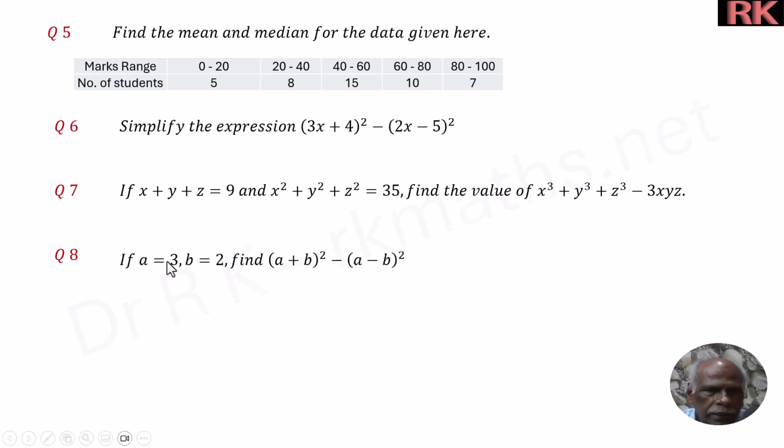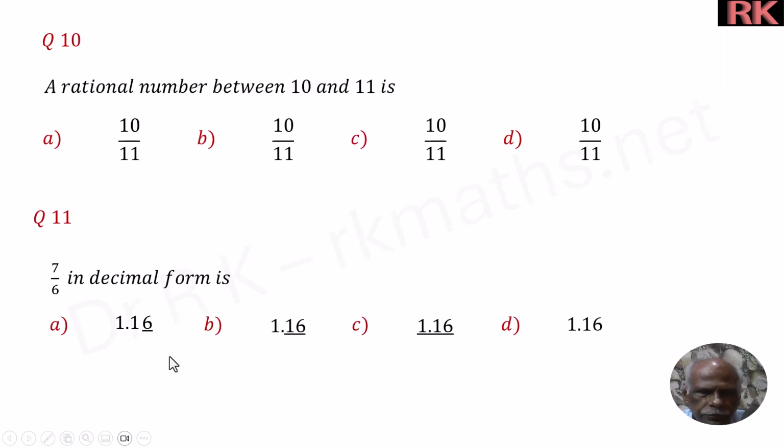If a is equal to 3, b is equal to 2, find (a plus b) whole squared minus (a minus b) whole squared. You have to use the identity and solve it. If x is equal to 5 and y is equal to 2, find the value of x cube plus y cube. Okay, here again there is an identity. x cube plus y cube is equal to (x plus y) into (x squared plus y squared minus xy).